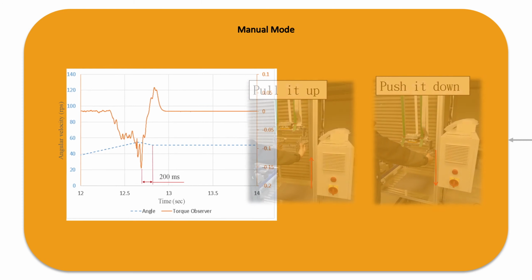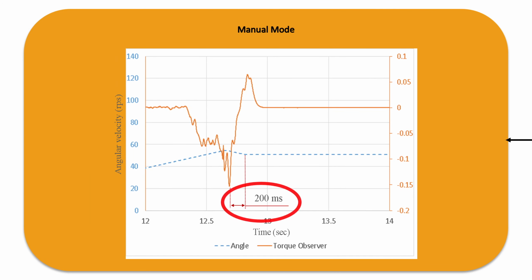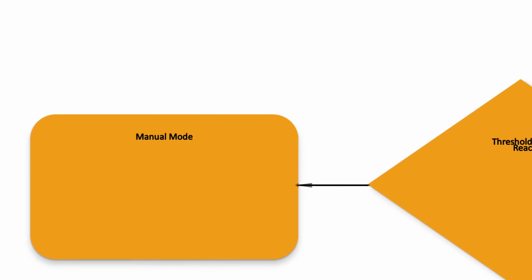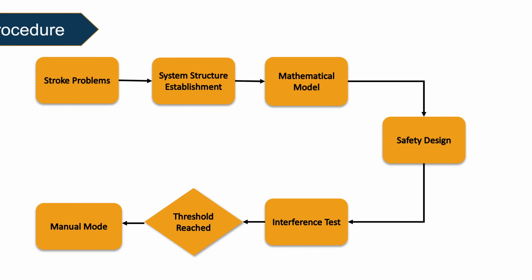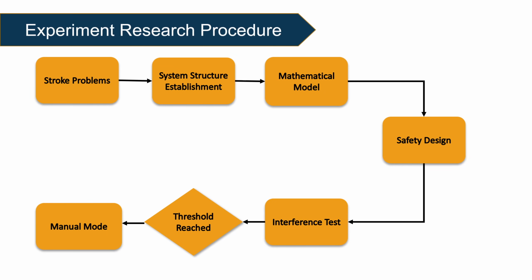And this is an important figure. It shows that converting the auto mode into the manual mode only takes about 200 milliseconds. So it is faster than the sensor we mentioned before. So it has no delay problems. This is our whole experiment research procedure.